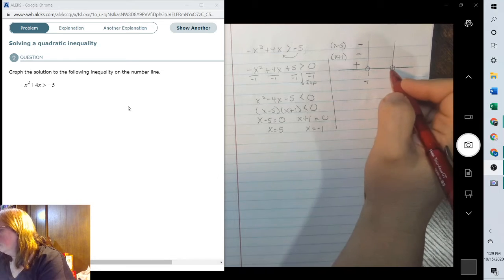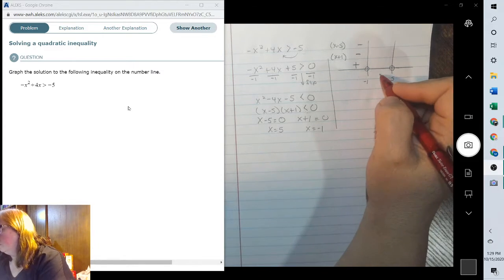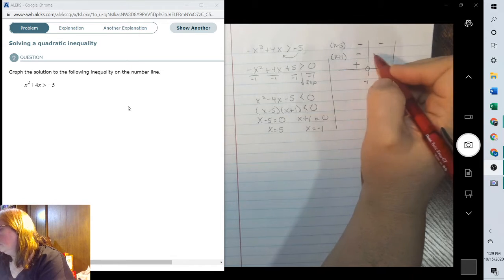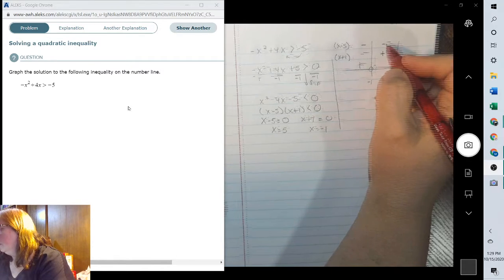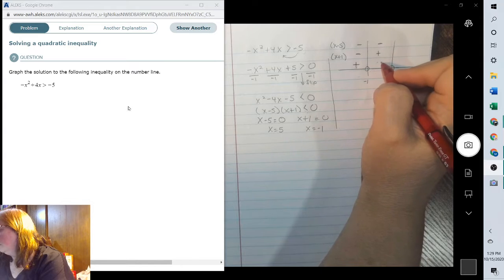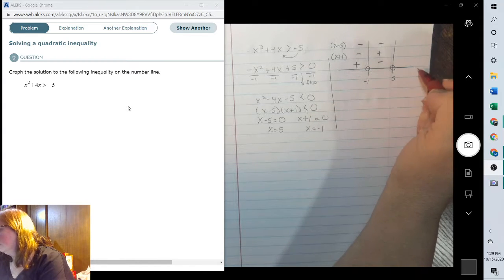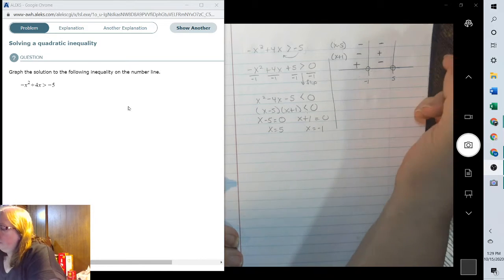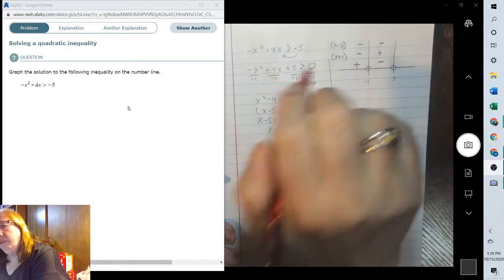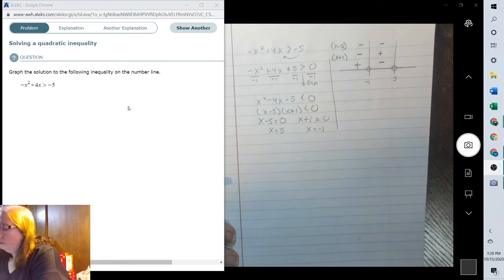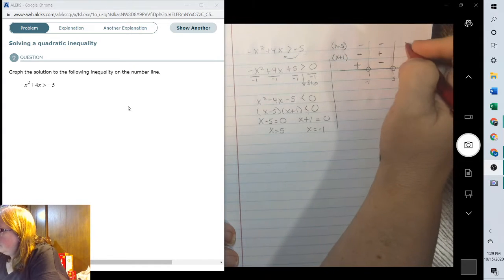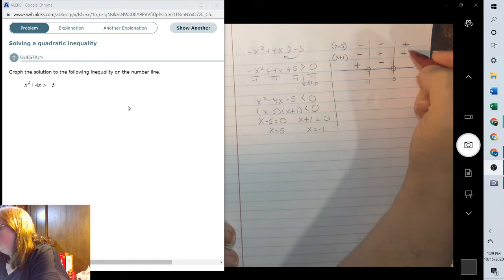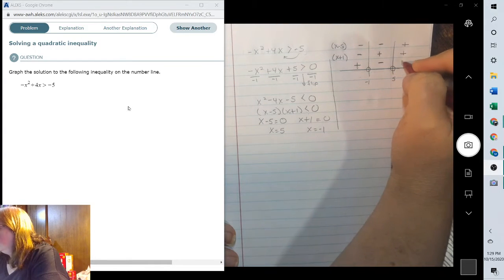Now look in between. I could do 0. 0 minus 5 is a negative. 0 plus 1 is positive. A negative and a positive is a negative. Then I look out here. 6, 10, anything greater than 5. I'm going to use 6. 6 minus 5 is positive. 6 plus 1 is positive. A positive times a positive is a positive.